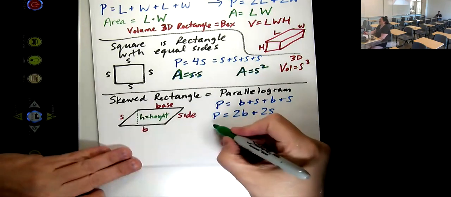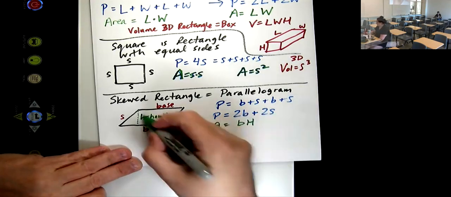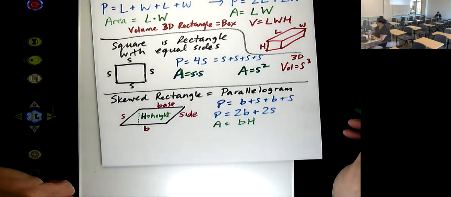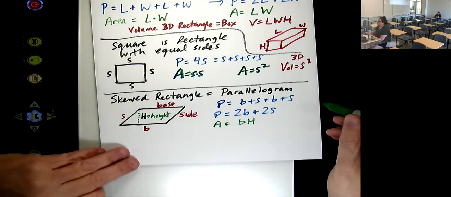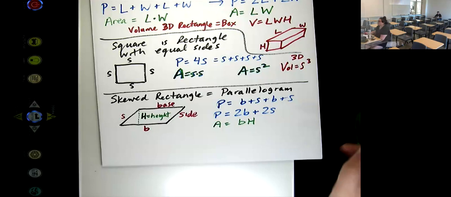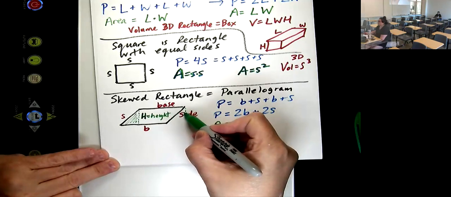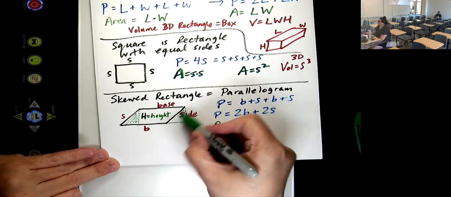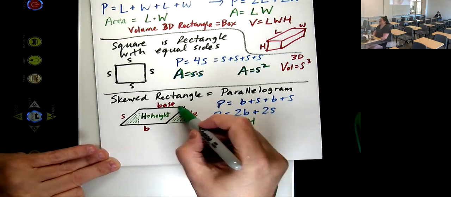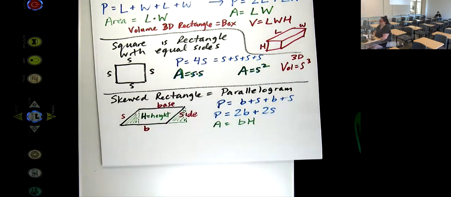The area is B times H. You're like, what? How's it happen? It's basically like the same. It comes from the idea of a rectangle. If I were to pick up this piece right here and move it over here, I now have a rectangle that's got a length of base and a width of H. So that's where that formula comes from.